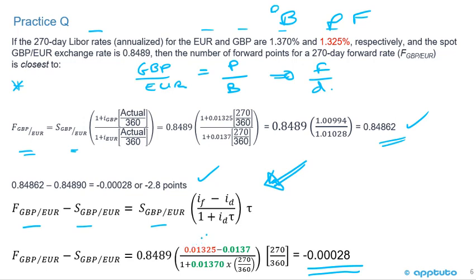Well, that's the Great Britain pound rate first minus the euro rate in the numerator, divided by 1 plus the interest rate of my D. So I know that's the 0.137 because that's price, that's base, that's F, that's D, times 270 over 360. And we're going to multiply the whole thing by time, which is 270 over 360. So if you run through that calculation, the solution is going to be negative 0.00028. If you multiply that by 10,000, then again, you've got your negative 2.8 points.